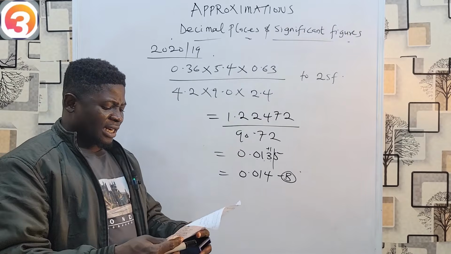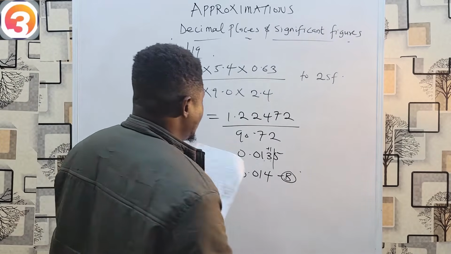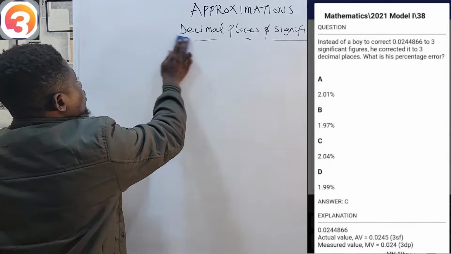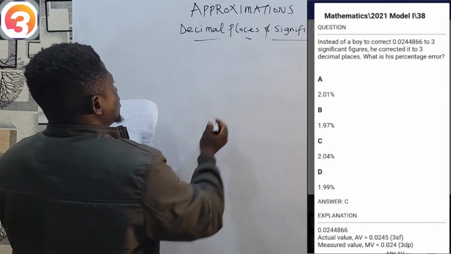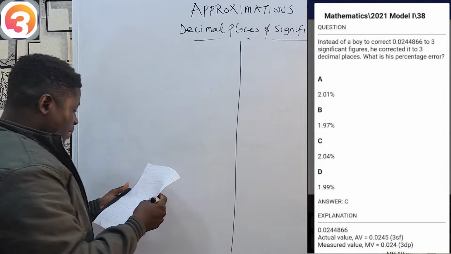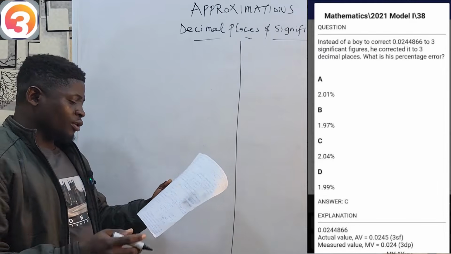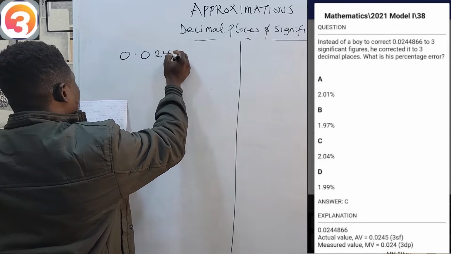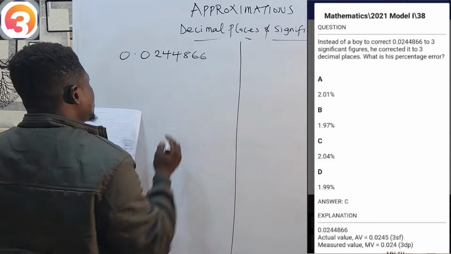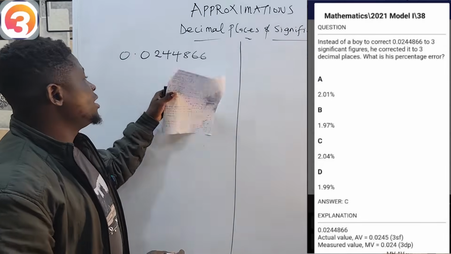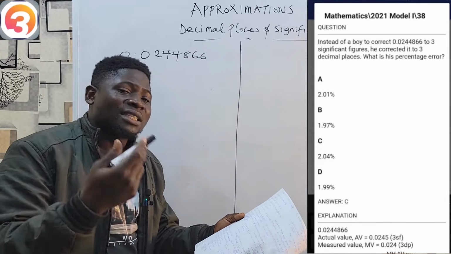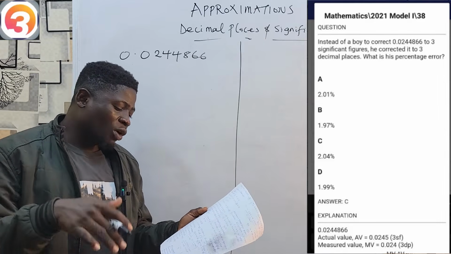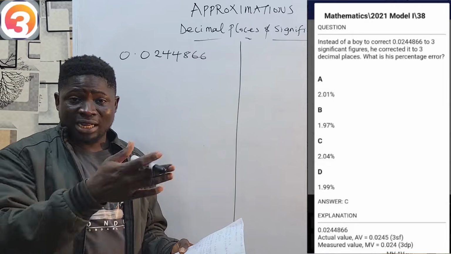All right. Now, let's do another question. This is JAMB 2021 question number 38. Now, the question said, instead of a boy correcting 0.0244866 to three significant figures, he mistakenly corrected it to three decimal places. That was a mistake. Now, the question is saying, what is the percentage error? We are given the options. You can see them there.